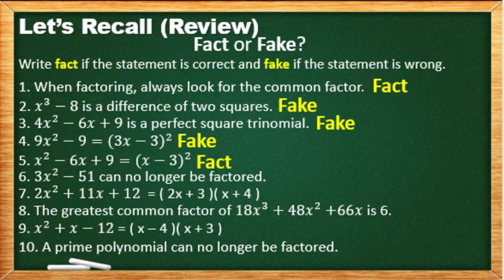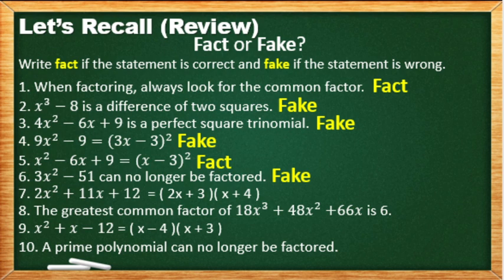Number 6. 3x squared minus 51 can no longer be factored. Means, not factorable na, or wala na siyang factor. Pero obvious, makita natin yung 51 can be divided by 3. So, therefore, fake. Kasi 51 divided by 3 is 17. So, may common factor ang 3x squared at 51, which is 3.